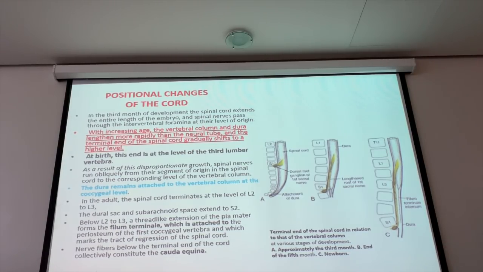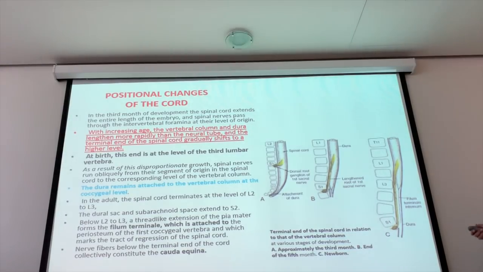So it looks like a horse tail. Below the termination of the spinal cord, you would see a horse tail of nerves going down. That's why it is called cauda equina. Cauda means tail, equina means horse. So below the termination of the spinal cord, you would see a bunch of nerves going down, exiting out at their particular vertebral level. Do you understand this?